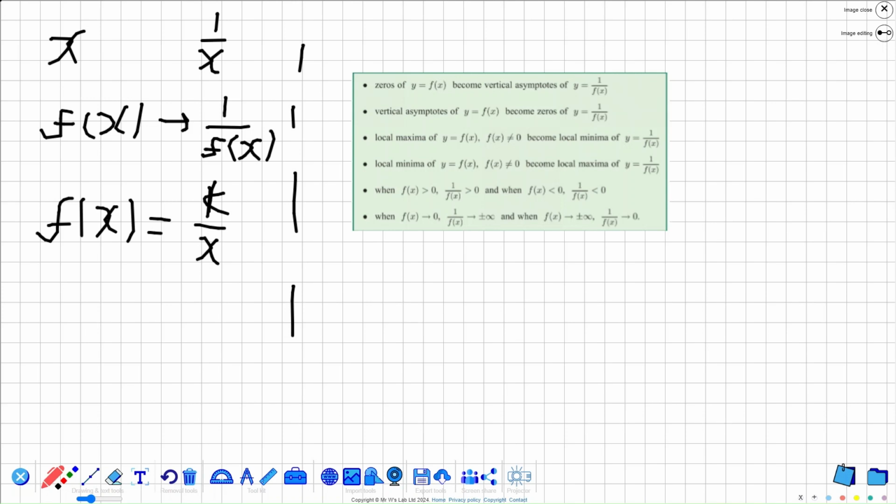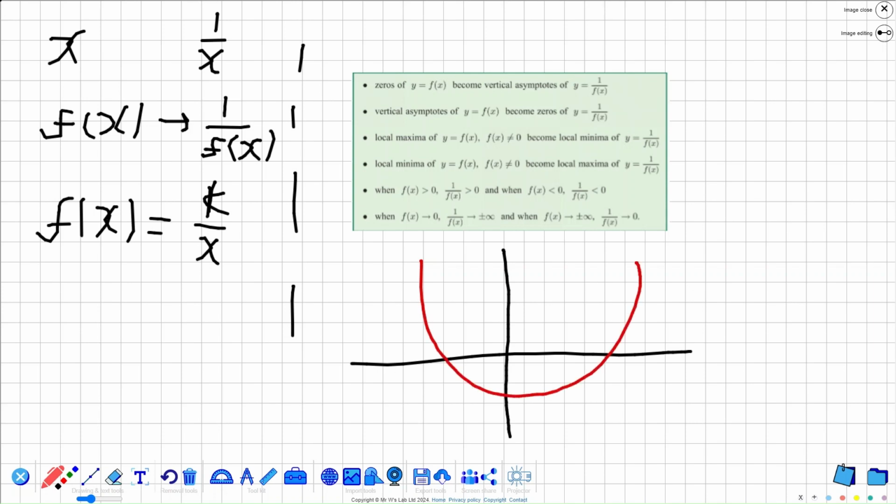There are a few points you need to look at, and let's draw a simple graph so we can try and explain this the best we can. If we have a graph like that, and we've got our zeros here, these will become vertical asymptotes for the reciprocal function, like that.